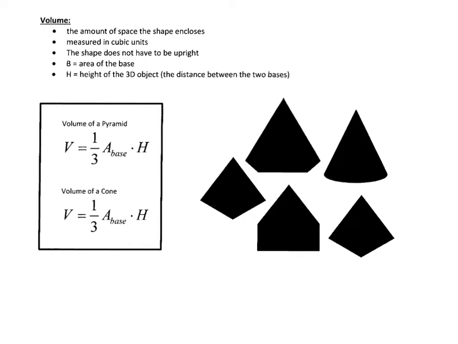Okay, volume. Volume is the amount of space that a shape encloses, measured in cubic units. The shape does not have to be upright. Capital B is the area of the base. I do not like that. I want to use area of the base instead, capital A sub base. Capital H is the height of the 3D object, just as in all of our other surface area, lateral surface area, and volume problems.